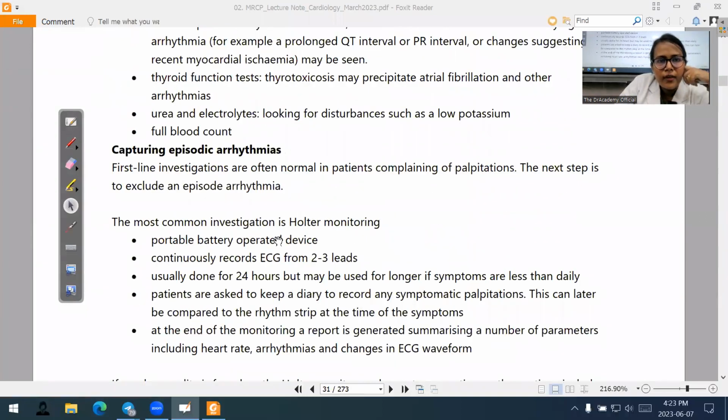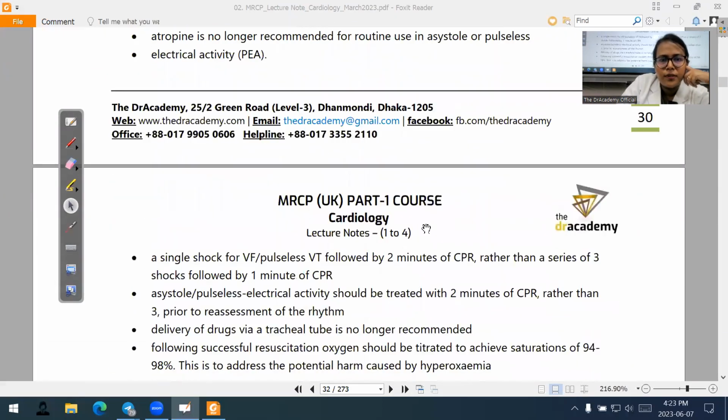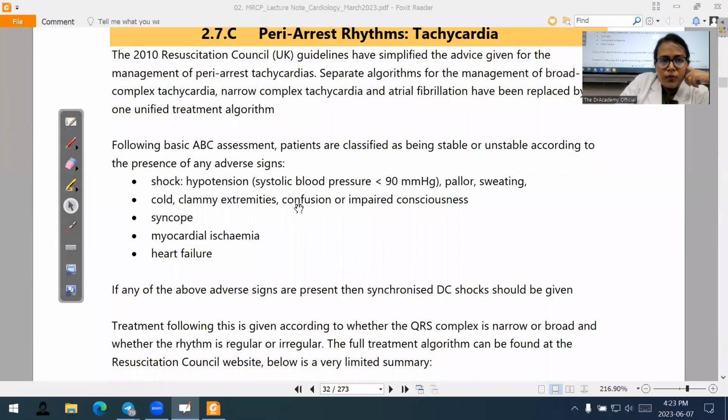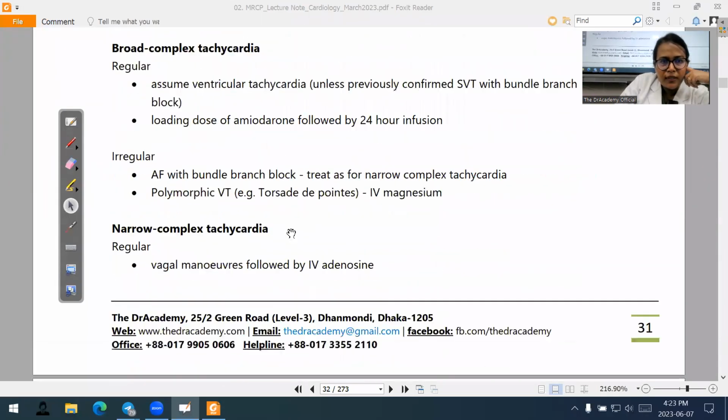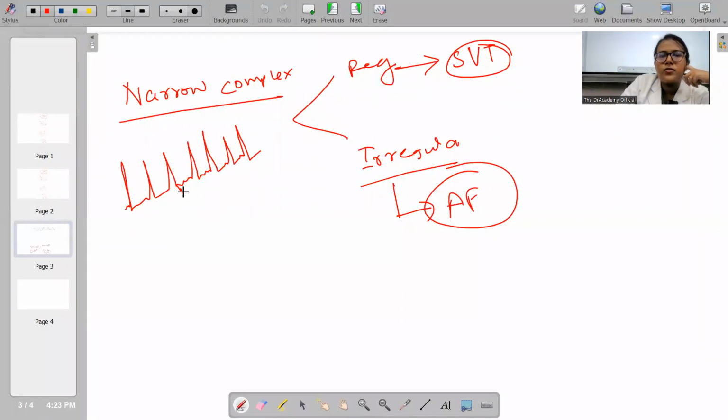So I think I will discuss the advanced life support a little bit later on. But I'll just go through this broad complex tachy and narrow complex tachy. I've discussed supraventricular tachycardia. All right, fine. The way a supraventricular tachycardia looks, it's almost like this. But I think because of my drawing, it kind of looks like an irregular rhythm. But imagine this happening at regular intervals, okay? So that's just like a supraventricular tachycardia.